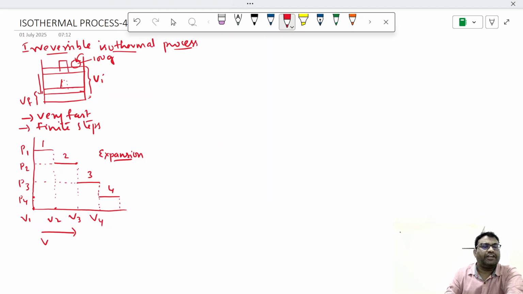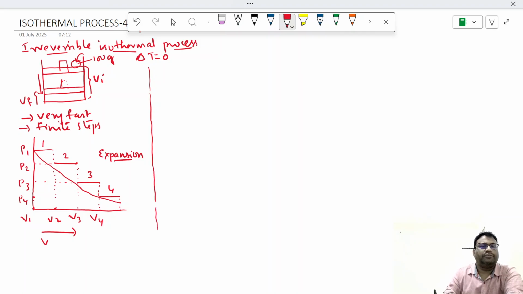So if you draw a graph, then what graph do you obtain? You get a rectangular hyperbola. When you draw a graph, you get a rectangular hyperbola. So this is irreversible isothermal process, irreversible process. So when do we say that it is isothermal? When delta T is equal to 0, then we say that it is an isothermal process, right?